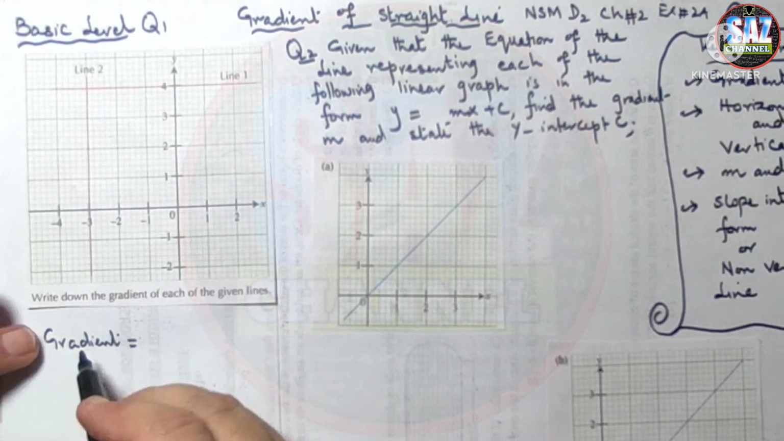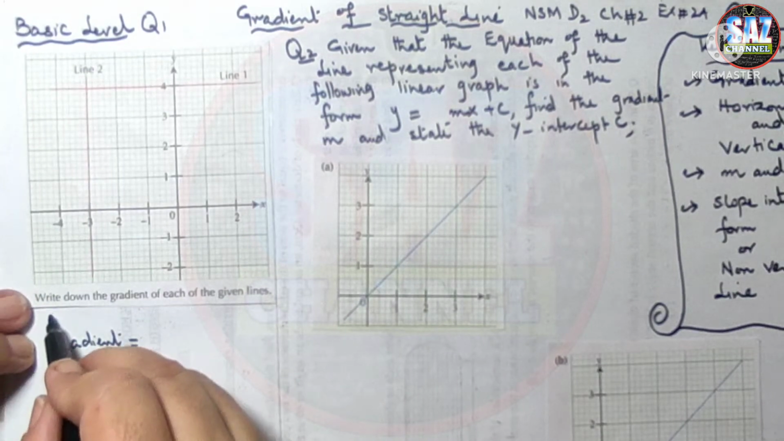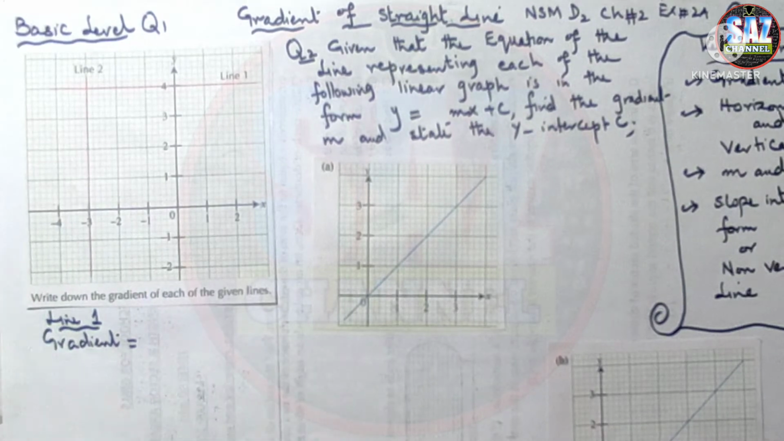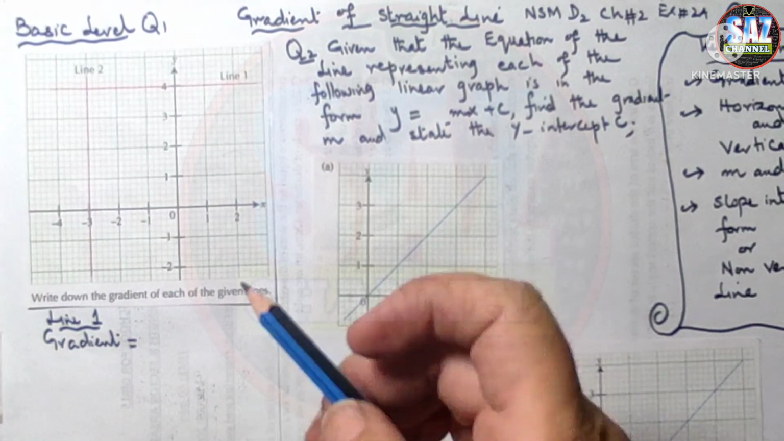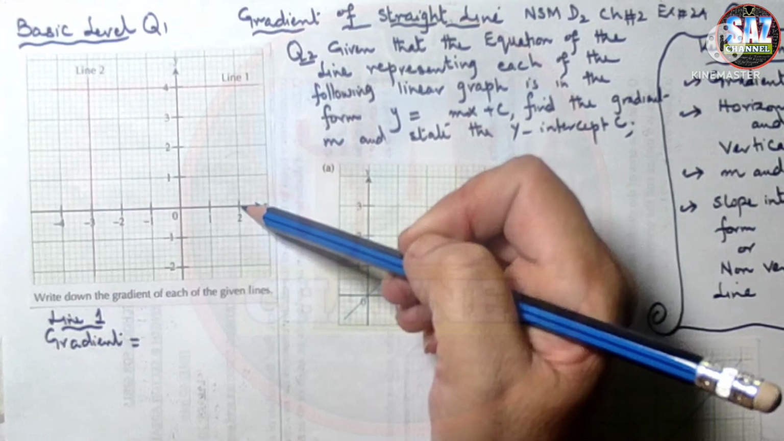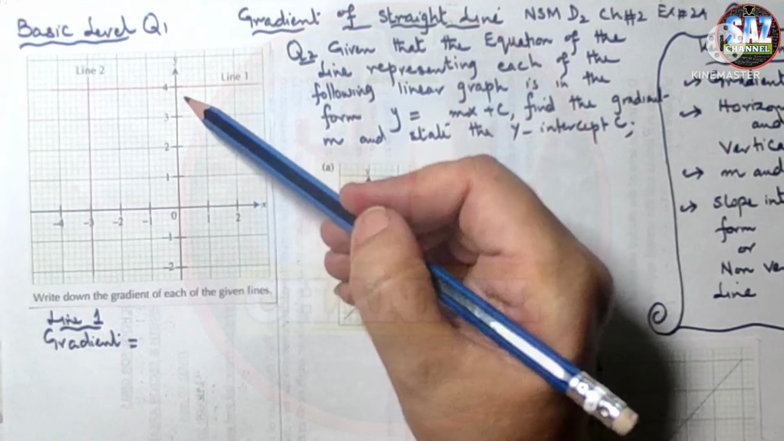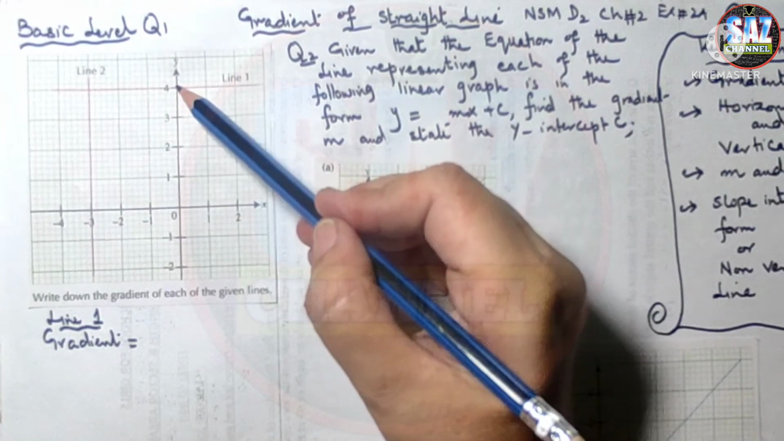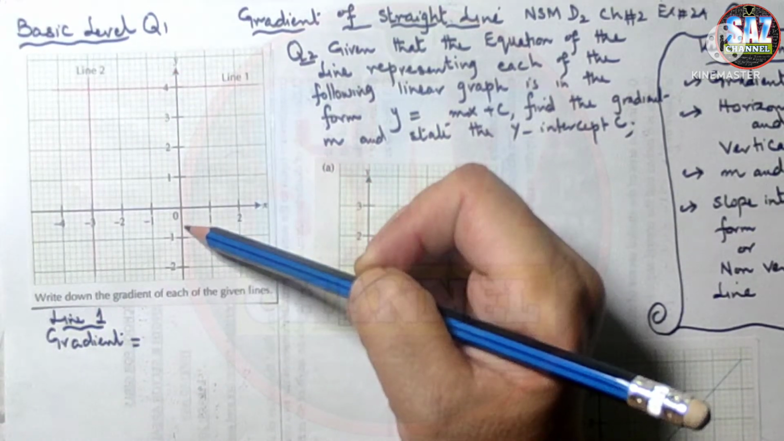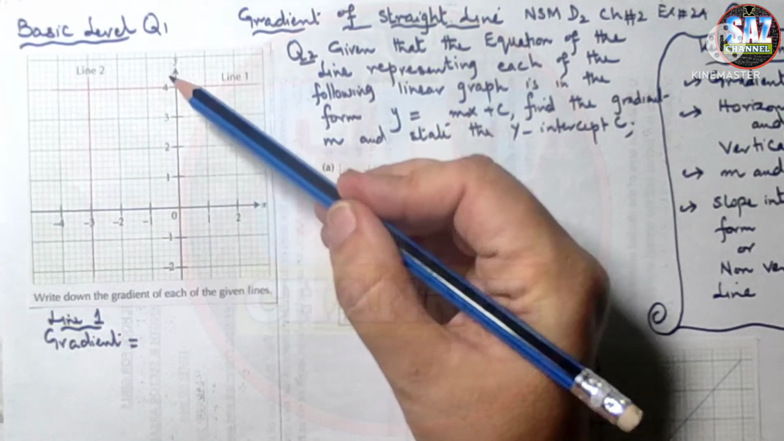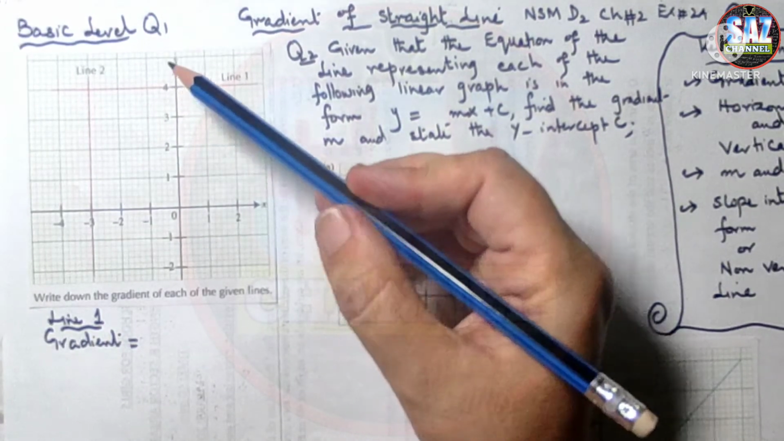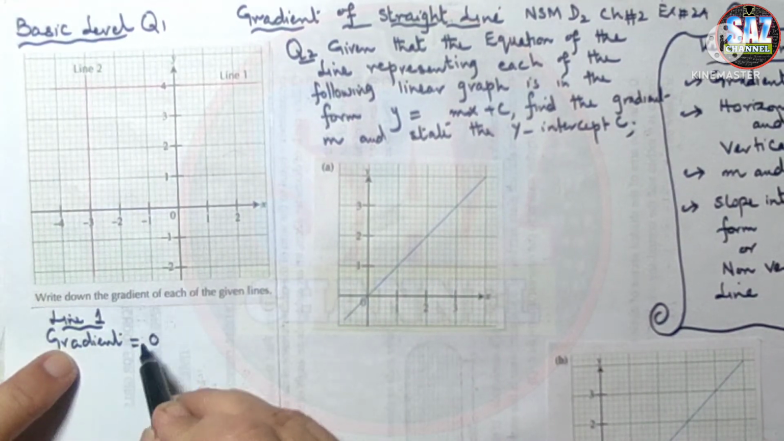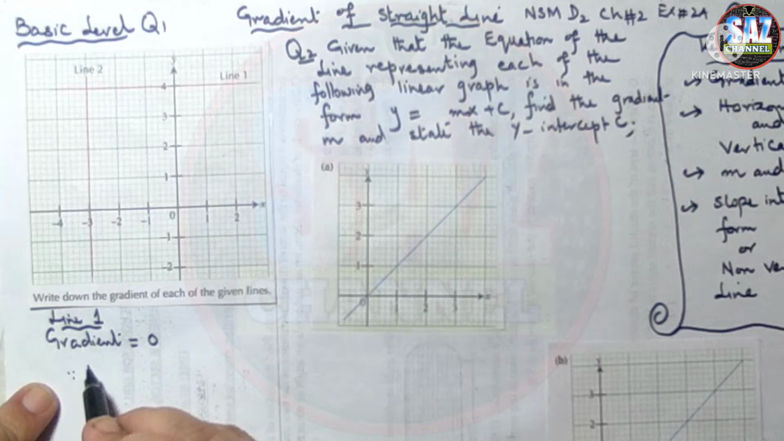So if we talk about line 1, observe the line carefully. Line 1 is parallel to the x-axis. It is meeting the y-axis at y equals 4. All the lines which are parallel to the x-axis are horizontal lines, and when they are horizontal lines, their gradient is 0. So the gradient of line 1 is 0. And what is the reason? Because it is a horizontal line.